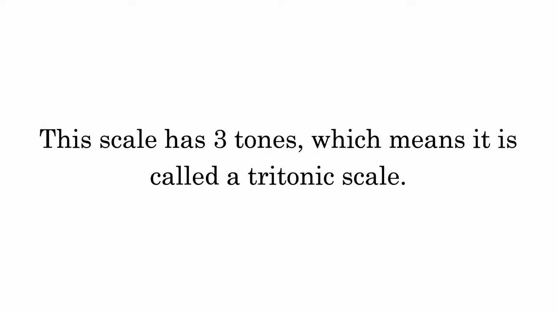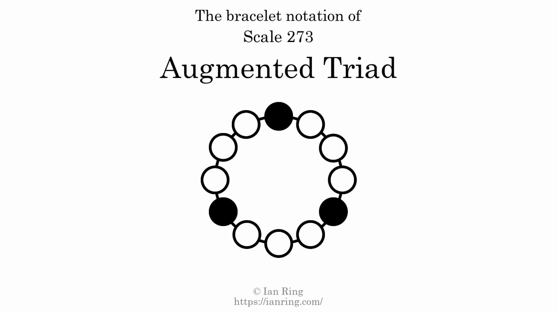This scale has 3 tones, which means it is called a tritonic scale. This is a bracelet notation diagram of scale 273. The shaded circles represent tones that appear in the scale, and they are read clockwise, starting at the top.